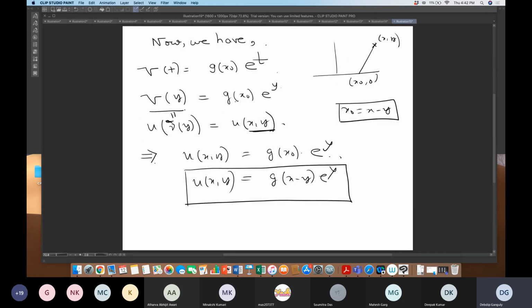That is why I can write v of y equal to g of e to the power y. Because u of gamma(y), this is a straight line, and along this straight line v takes the exponential value. That is why we have to find a gamma which is a straight line with slope 1. Okay, is it clear?